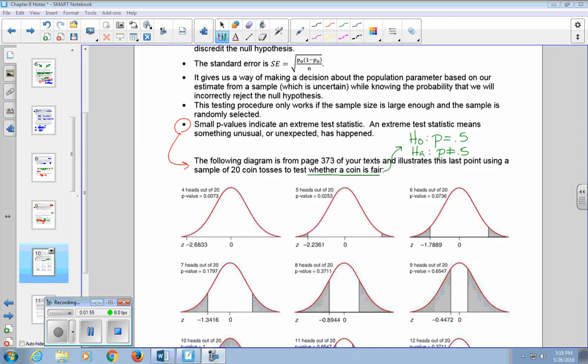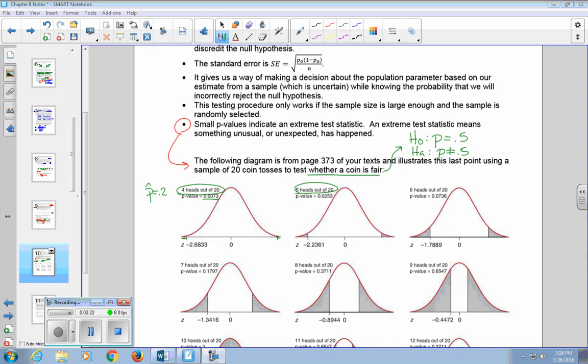All right, so if we look at some examples, this first one, if we get 4 heads out of 20, then our p hat, our sample result, is 0.2. And so our p-value is very tiny. We're looking at the amount of area to the left of this and its counterpart over here on the right. It's a very tiny p-value, telling us that this is very extreme, very rare to happen if the coin is fair.